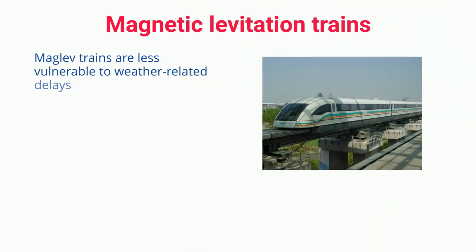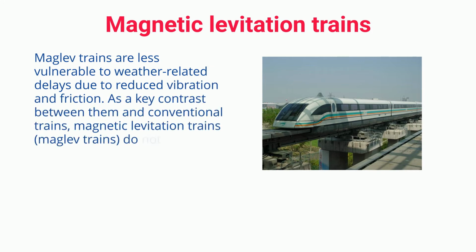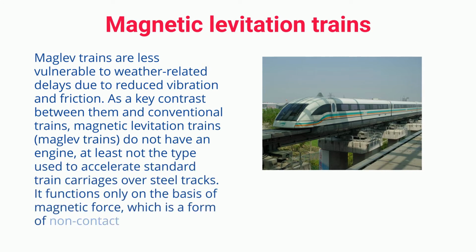Maglev trains are less vulnerable to weather-related delays due to reduced vibration and friction. As a key contrast between them and conventional trains, magnetic levitation trains, maglev trains, do not have an engine, at least not the type used to accelerate standard train carriages over steel tracks. It functions only on the basis of magnetic force, which is a form of non-contact force.